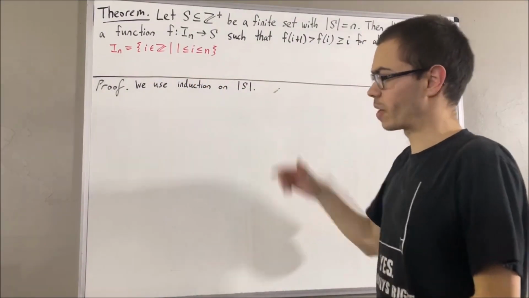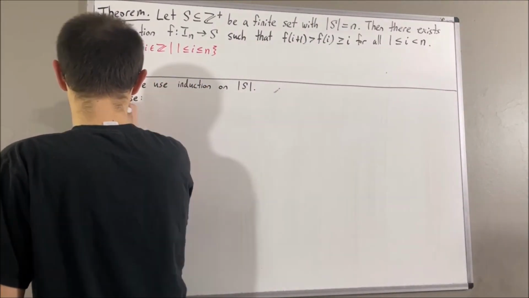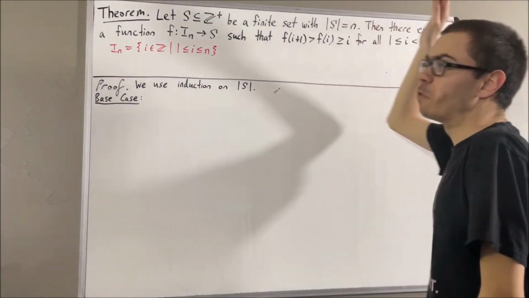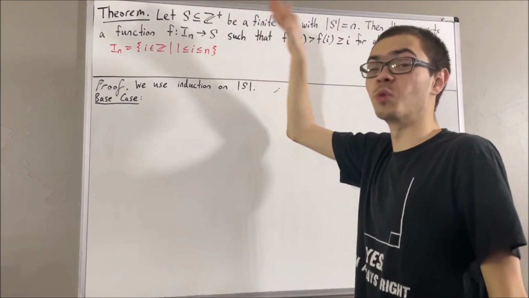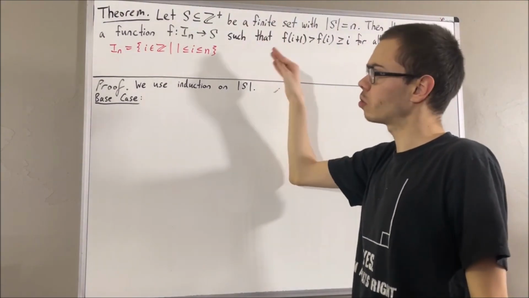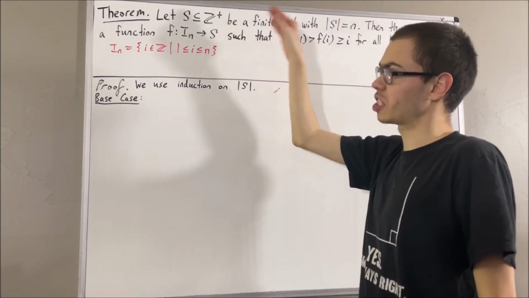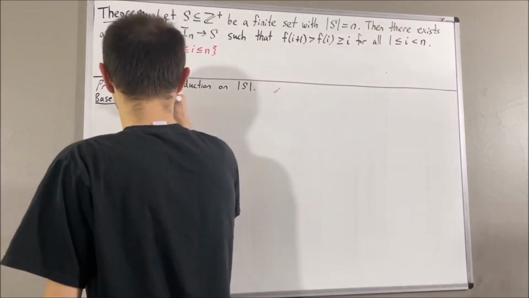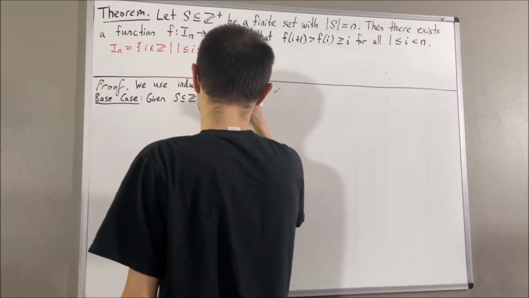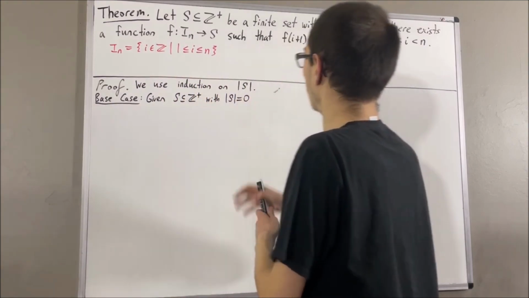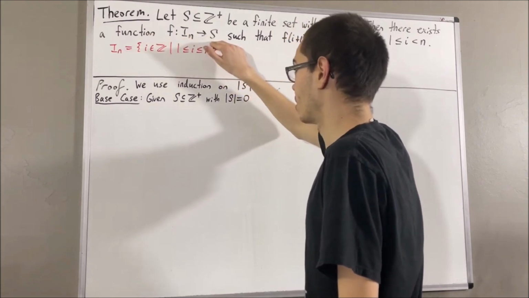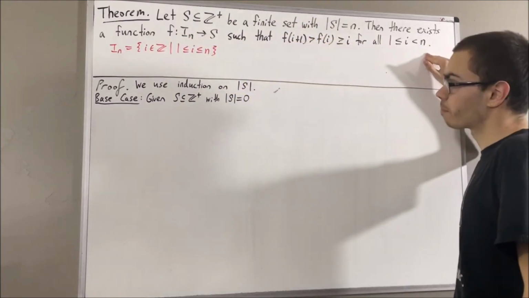So let's start with the base case. In the base case, we're trying to prove that the theorem is true for any subset of positive integers with 0 elements. So let's consider an arbitrary subset of positive integers with 0 elements. I'll call it S. From here, we want to find a function f from I_0 to S with this property.